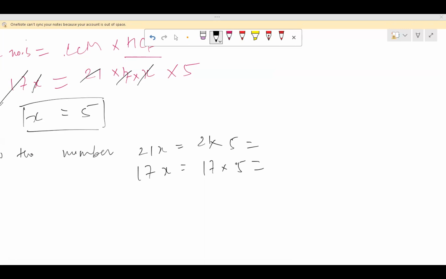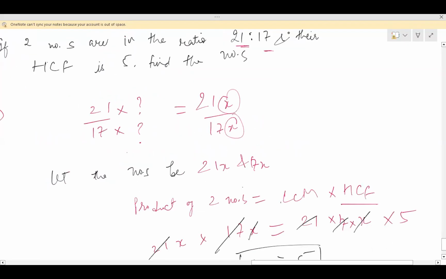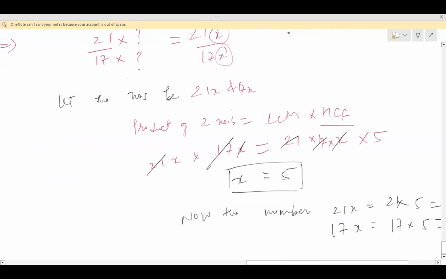For the first one, it's 105. Very good, Rumaisa. Next one, 85. Very good. Got it? Review this question. Tell me if you have any doubt. No. Have a look at this question. These were the additional questions.